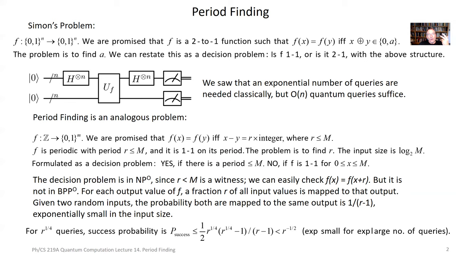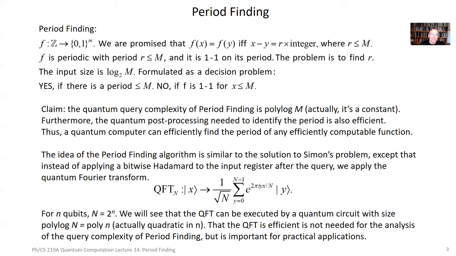So the point of today's story is that the situation will be much better if we can make quantum queries, if we can query in superposition. In fact, the quantum query complexity, as we'll see, is actually a constant. If you want to have some high probability of success, it's enough to query just a constant number of times to solve the period finding problem. That's even better than Simon's problem, where we needed a number of queries which was linear in the input size. Here it's actually a constant. And as a matter of fact, as was the case with Simon's problem, the quantum post-processing needed to identify the period, aside from the queries themselves, is something we can do efficiently.